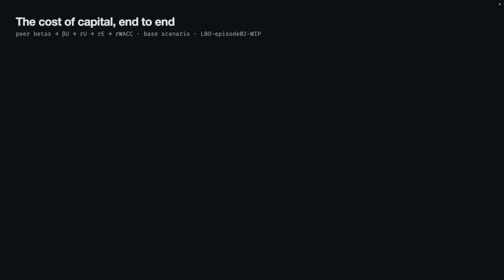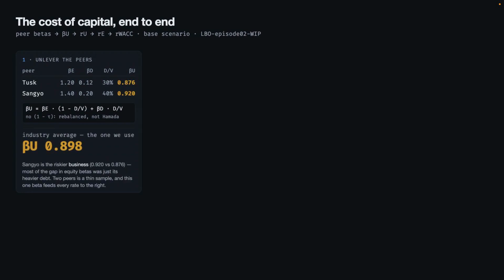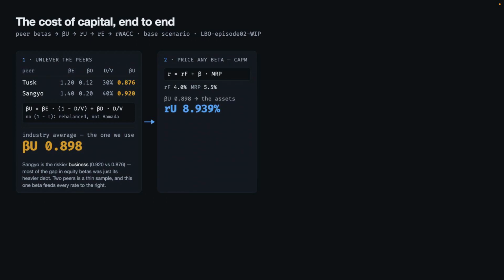Let's put the whole chain in one picture. We start on the left with our 2 peers, their equity betas, their debt, their leverage. We unlever each one and average them. This gives us the asset beta, 0.9. Feed that into CAPM, risk-free rate 4%, market premium 5.5%, and we get the unlevered cost of capital, RU, 8.94%. It's the anchor for everything that follows.